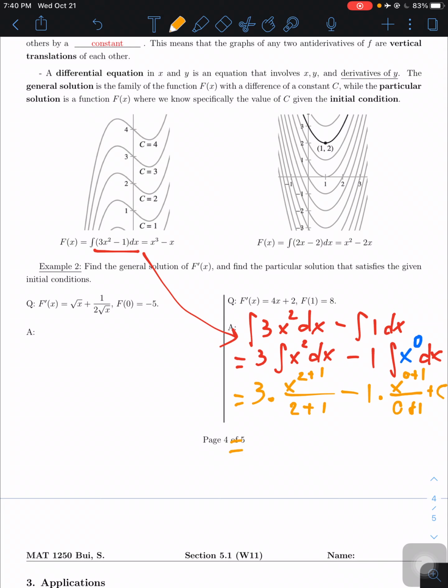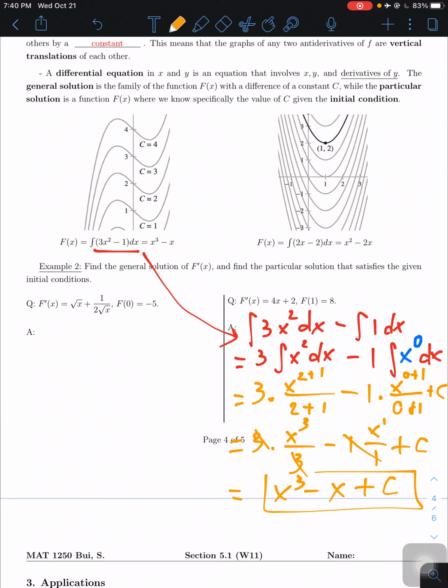And now what do we do? Well, we're going to have a 3 in here, and then this one will be x cubed over 3, and the other one will be 1 divided by x to the first power divided by 1 plus c. We notice that the 3's in here cancel and the 1 in here can also cancel, right? So the final answer would be x cubed minus x plus c. Okay? Which is the exact same thing that we had earlier.